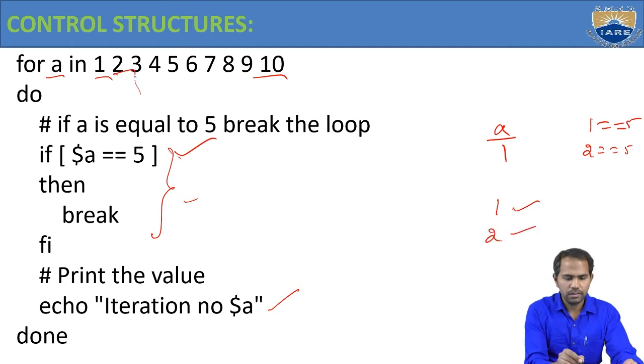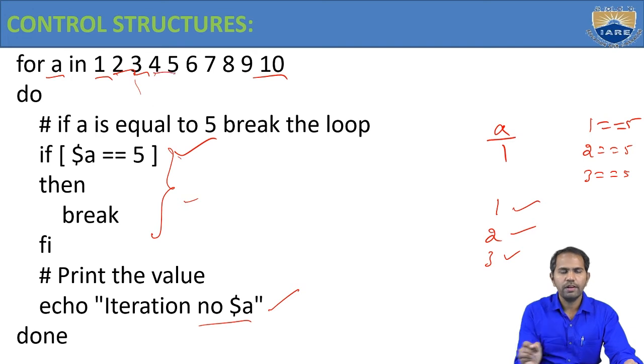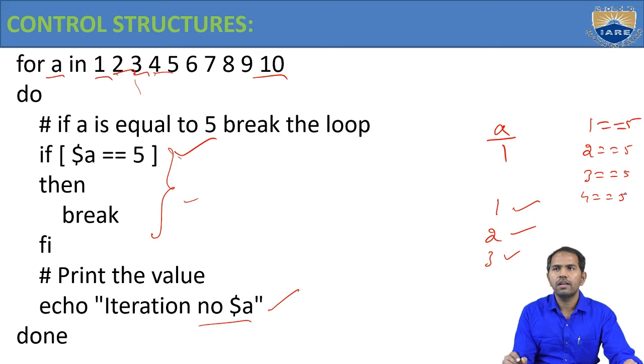Then take the third value, 3. 3 equal to 5? The condition fails. It's not entered in the if condition. Outside of the if, it prints iteration number 3. Next, take the fourth value, 4. 4 equal to 5? No, the condition fails. Again it prints iteration number 4. Next, the a value is now 5.